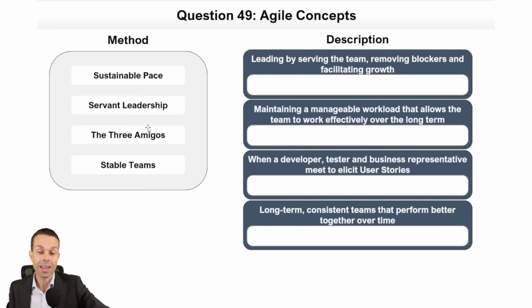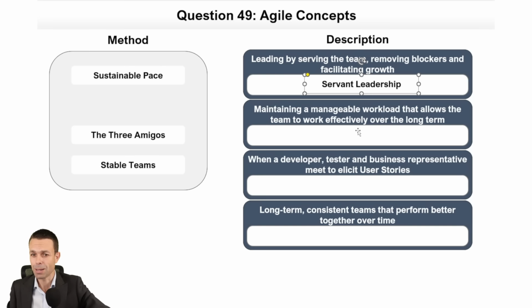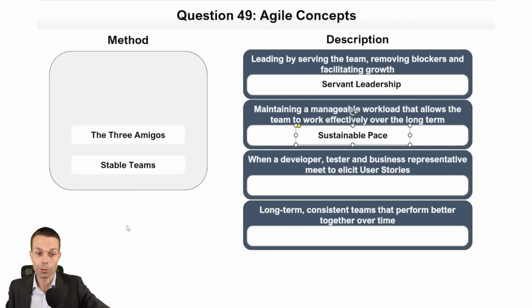Last two for this section, Agile concepts, leading by serving the team. That sounds familiar to me. Removing blockers and facilitating growth. We are doing servant leadership. Maintaining a manageable workload that allows the team to effectively work over the long term. We are keeping a sustainable pace. And that's why we use our velocity chart to make sure that we're matching our work to the previous velocity.